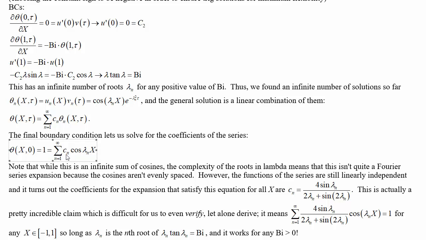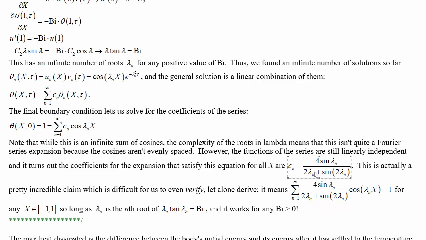So in general, you can expect that there must be some solution to this, some set of CNs that will satisfy this equation. It turns out that the CNs that work are 4 sine lambda n over 2 lambda n plus sine of 2 lambda n. Okay, so that is to say that the sum of 4 sine lambda n over 2 lambda n plus sine 2 lambda n times cos lambda n x for n equals 1 to infinity equals 1 for any value of x, as long as lambda n times tan lambda n is equal to the Biot number for all of the lambdas.